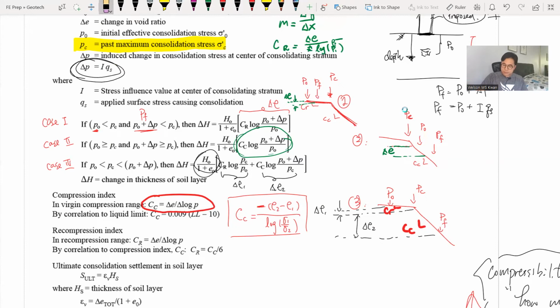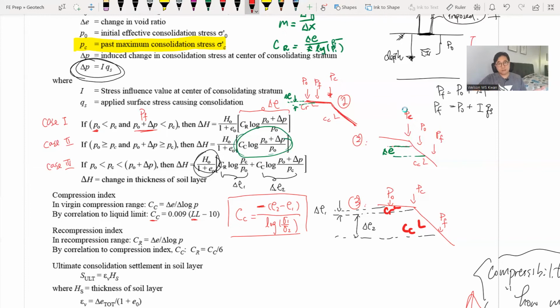So another formula here gives you a rule of thumb, a quick correlation of C sub C related to liquid limit. This is done by empirical correlations, which researchers compile from a lot of data on liquid limits and C sub C values. They come up with rather weak correlations to represent all the soils. But this is a quick one you can use to estimate C sub C when you are given the liquid limit.